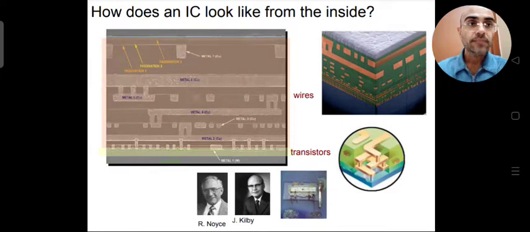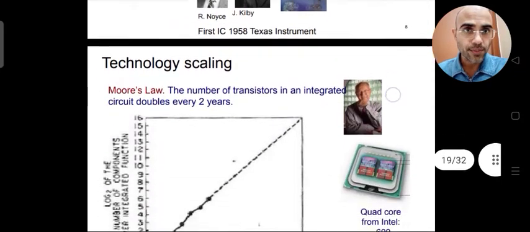So this slide generally tells you that there'll be transistors, and how the transistors and the wires will look at the physical level. And you might know that transistors and ICs were first invented by Kilby and Noyce. This is just to show you the historical background of who developed these ICs for us.